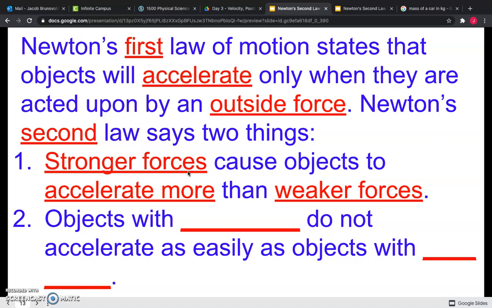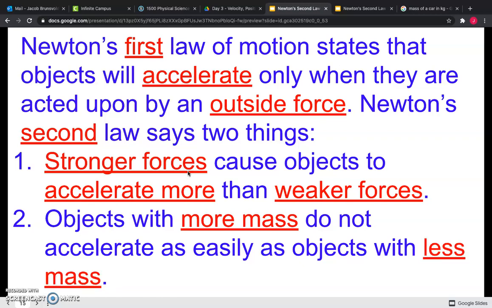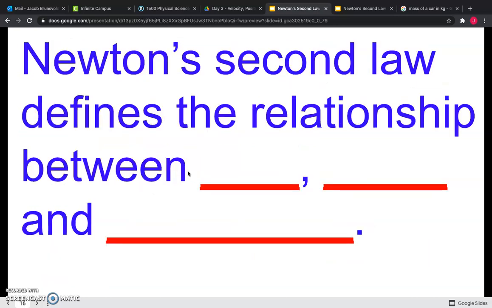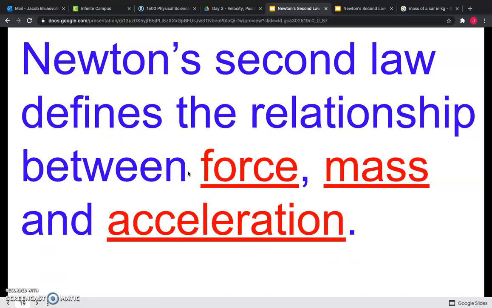And the second part of Newton's second law says that objects with more mass do not accelerate as easily as objects with less mass. If you're trying to push something heavy versus something light, you've got to push harder on the heavier object to make it move the same amount. That's because it's tougher to make heavier objects accelerate. And so Newton's second law defines the relationship between force, mass, and acceleration.